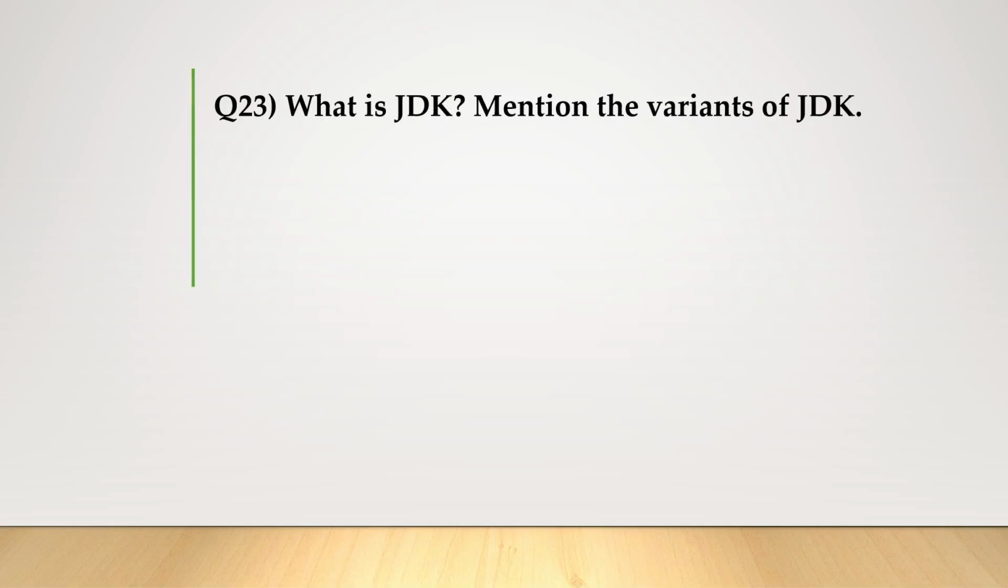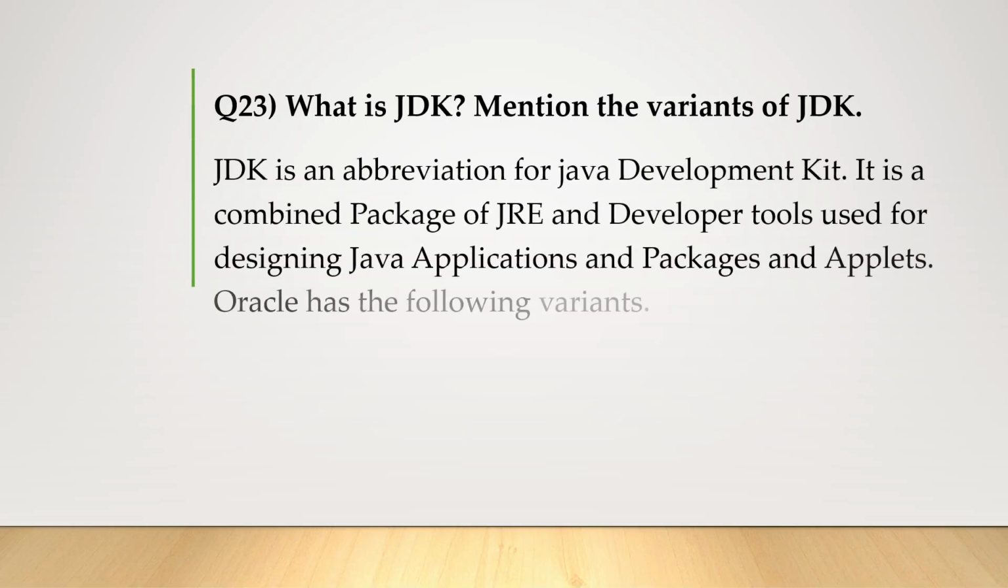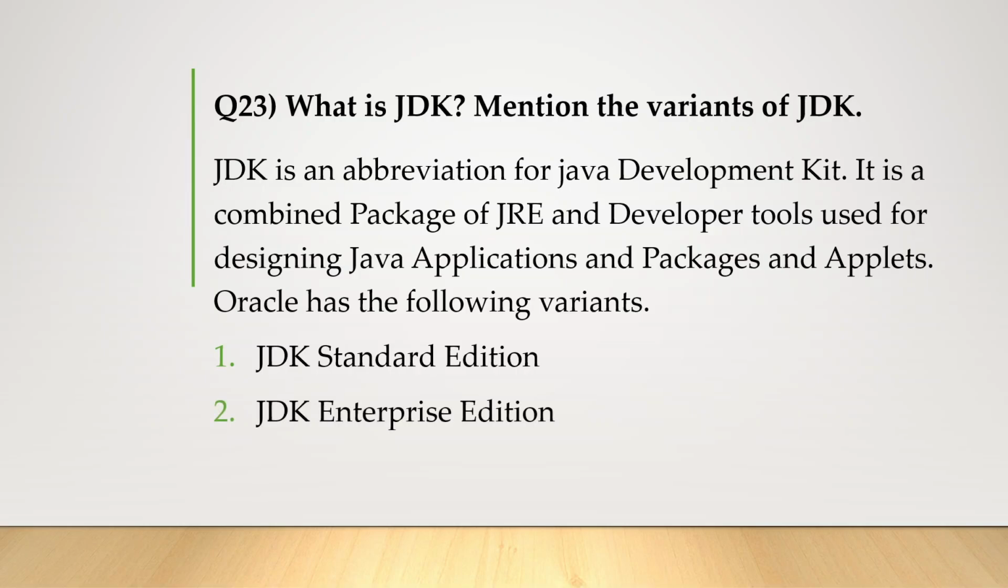Next question is what is a JDK? Mention the variants of JDK. JDK is the abbreviation for Java Development Kit. It is a package combining the JRE and developer tools used in designing Java applications, packages and applets. Oracle has the following variants. First is JDK Standard Edition, second is JDK Enterprise Edition, and third is JDK Micro Edition.